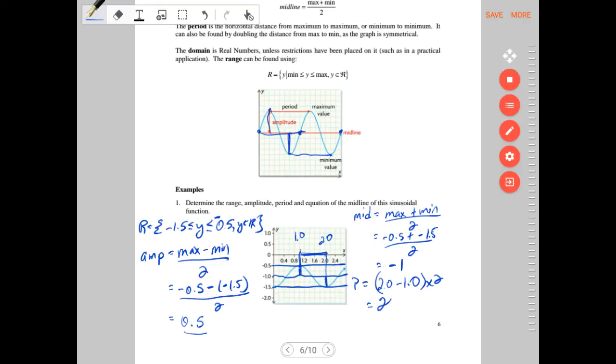Good. I think we got everything. And remember, sorry I forgot, when it says equation of the midline, you actually have to write that as y equals negative 1. Good. All right, next example.